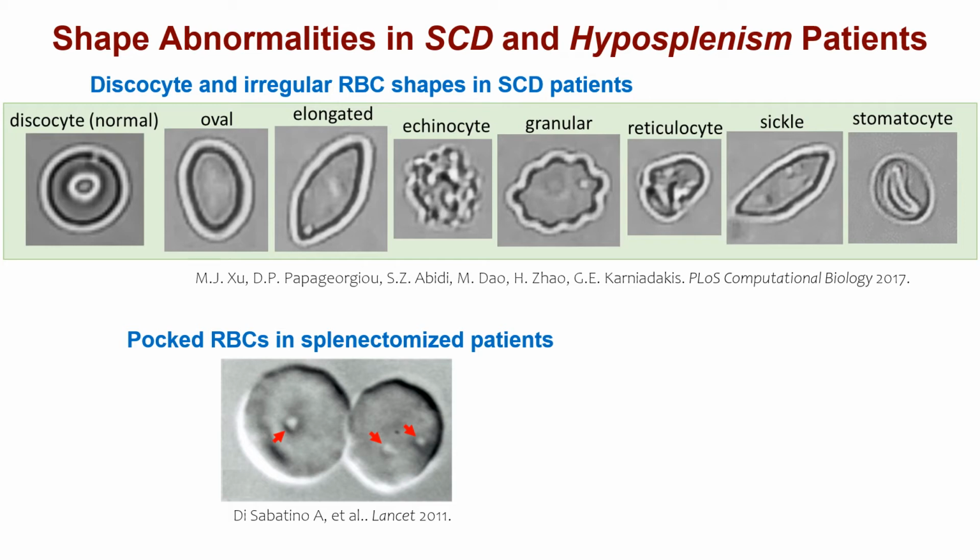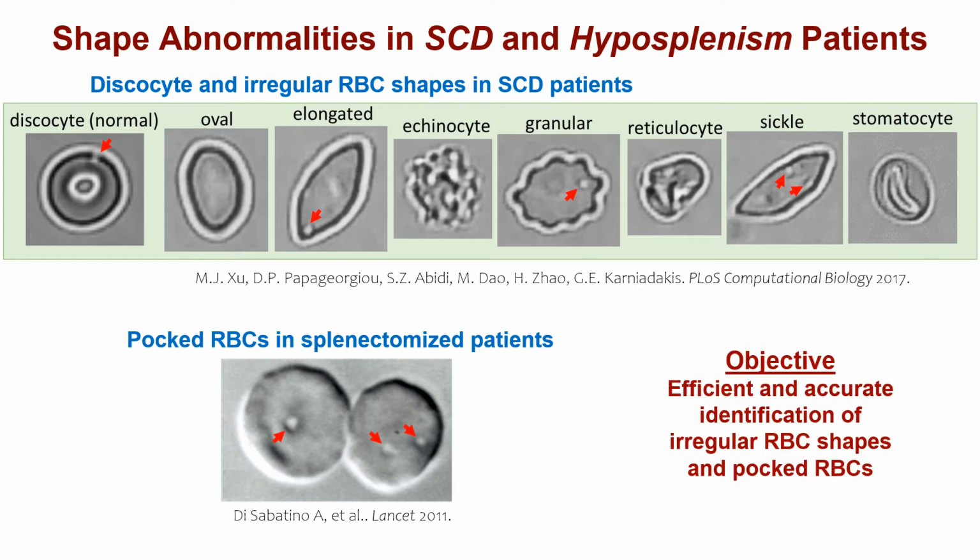Examine RBCs from adult sickle cell disease patients who have lost their spleen function. Many pocked cells can also be found. Here, we want to accurately identify irregular RBC shapes and pocked RBCs. We have established the RBC image classification framework based on ours and others' previous work.